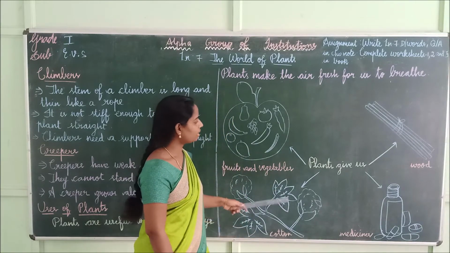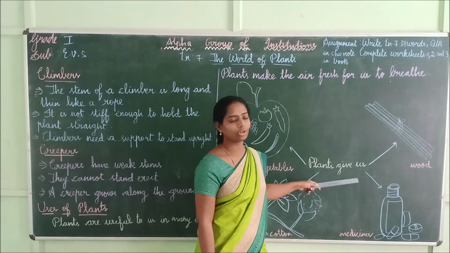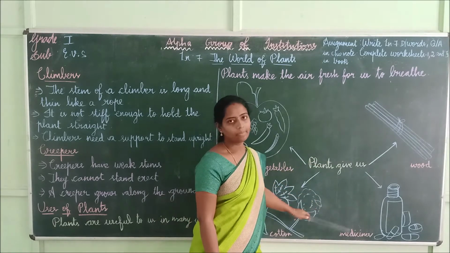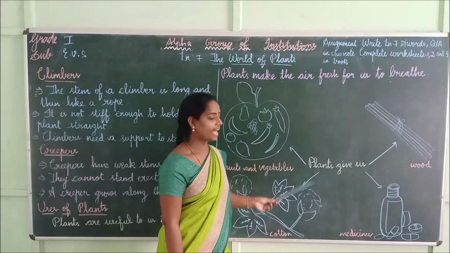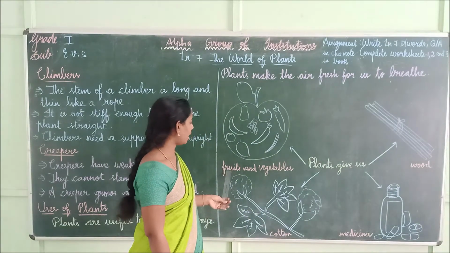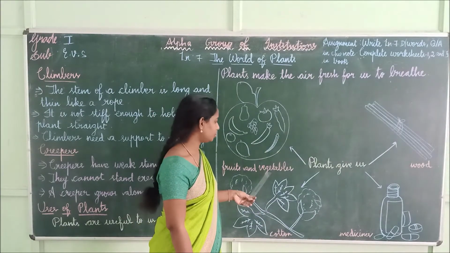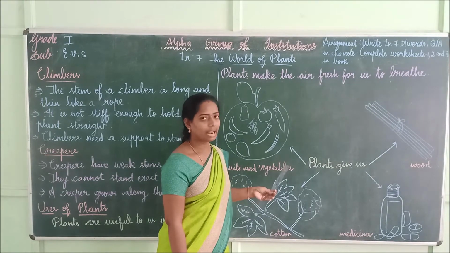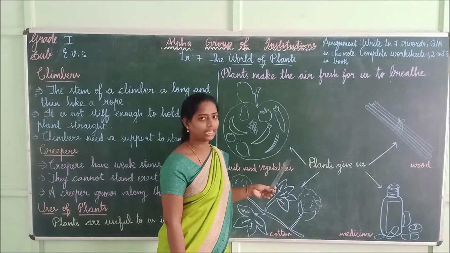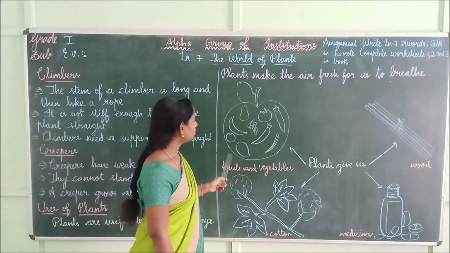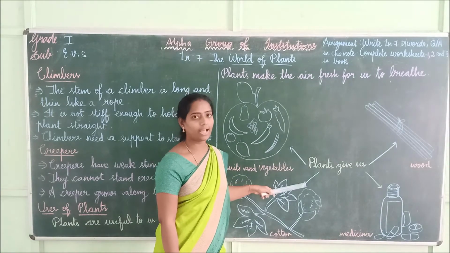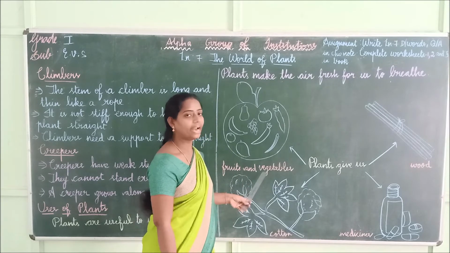Okay, children, see here. Plants give us, what are all the types of this? Plants give us fruits and vegetables. We saw this in the last lesson itself, isn't it, children? Food we eat. I showed you the plants that give us fruits and also the plants that give us vegetables, right? So this is an example of that. They said plants give us fruits and vegetables.